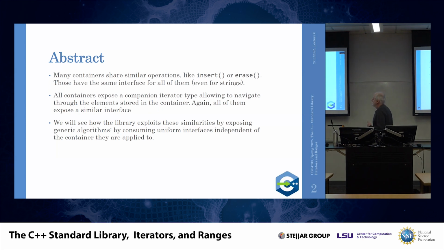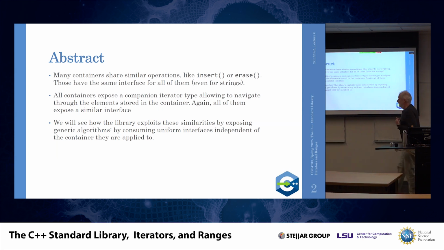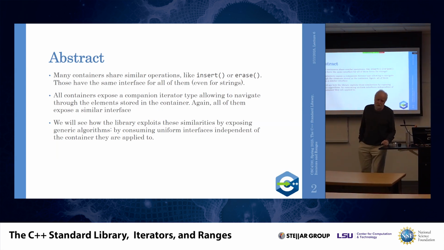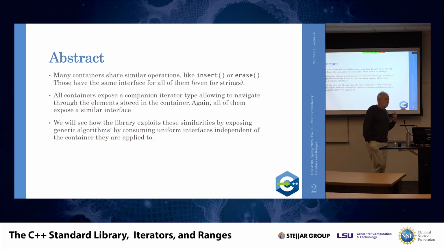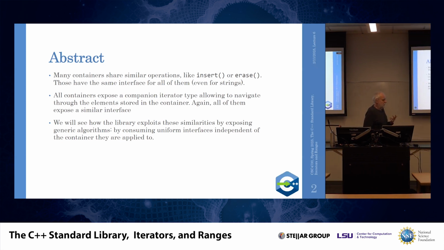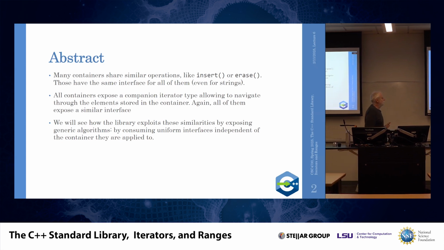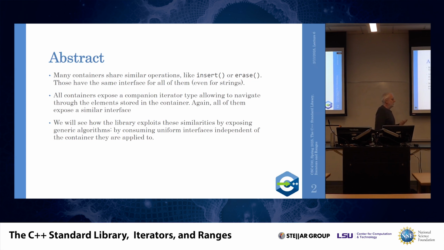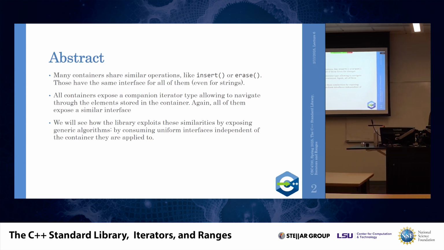Okay, so we have seen, as I said, many containers share similar operations, insert, erase, and all of them have the same interface for different containers: vectors, lists, maps, sets, hash data structures. All of them expose the same interface. On the other hand, every container exposes a companion type, which is called an iterator, that allows us to navigate over the elements that are stored in that container. Again, all iterators have the same interface, and we will see that today, and I will drive that message home today in a very repeated way.